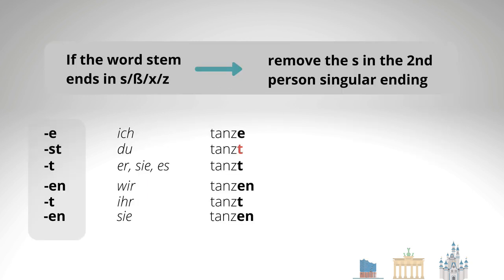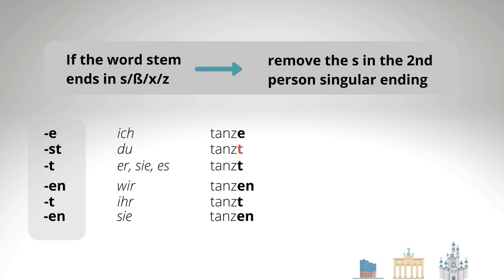For example, there are verbs that have a verb stem which ends in either s, the sharp s, x, or z. So a sibilant, a sound like ts, s, or x. In these cases, we'll remove the s in the second person singular ending. And if you think about it, that's pretty logical. Take the verb tanzen for example, to dance. Tanzen. It is conjugated like this.